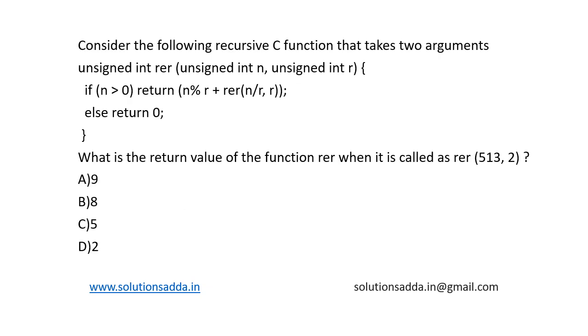This is a previous ISRO question. Consider the following recursive C function which takes two arguments n, r, and if n is greater than 0, it returns n mod r plus a function call of n by r, r. If n is less than or equal to 0, then it returns 0. And we are asked to calculate the value of RER of 513, 2. So let's calculate.